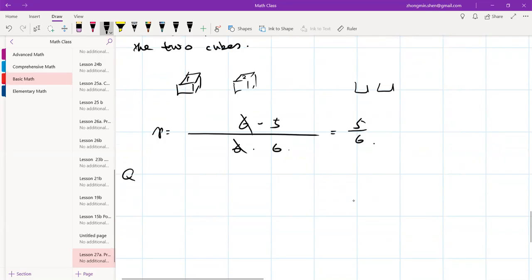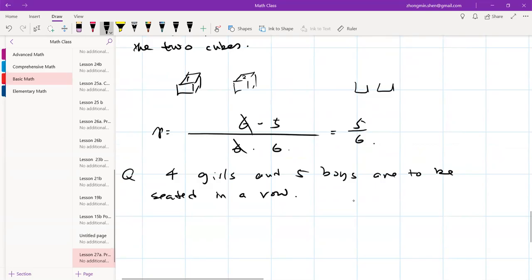All right, so the next one will be different from the problems before. We have four girls and five boys. They are going to be seated in a row. My question is, what is the probability that the students at the end of the row are both boys?